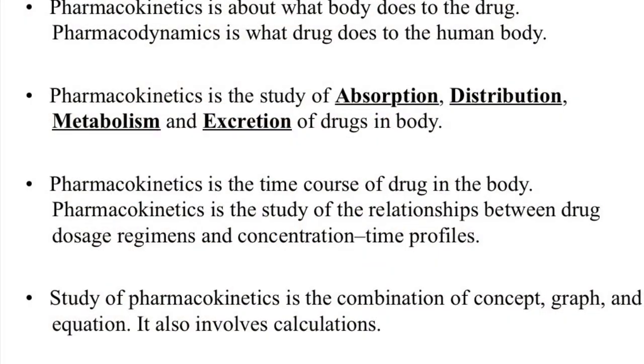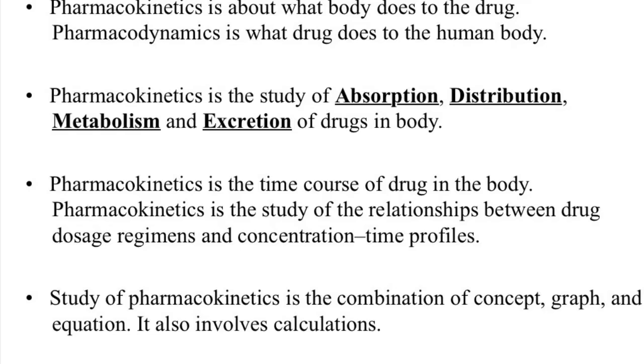What is actually pharmacokinetics? Pharmacokinetics is basically what happens to a drug when it is in the body. So when you take a drug into the body, what happens to that drug is pharmacokinetics. There are several ways to define pharmacokinetics, such as what the body does to the drug. On the other hand, what the drug does to the body is called pharmacodynamics. Also, pharmacokinetics is the study of absorption, distribution, metabolism, and excretion. So these are the different processes. We'll talk about this in a moment.